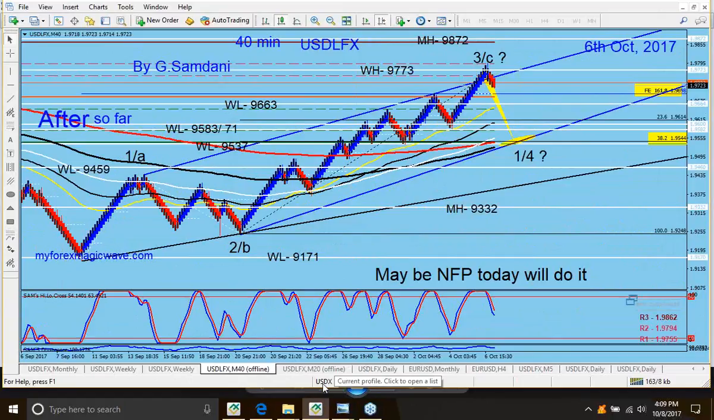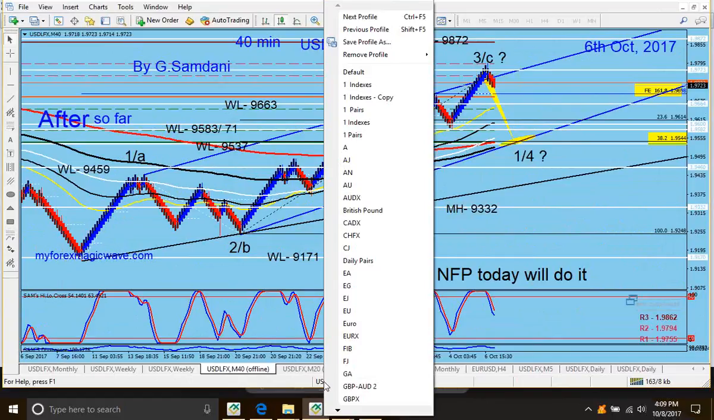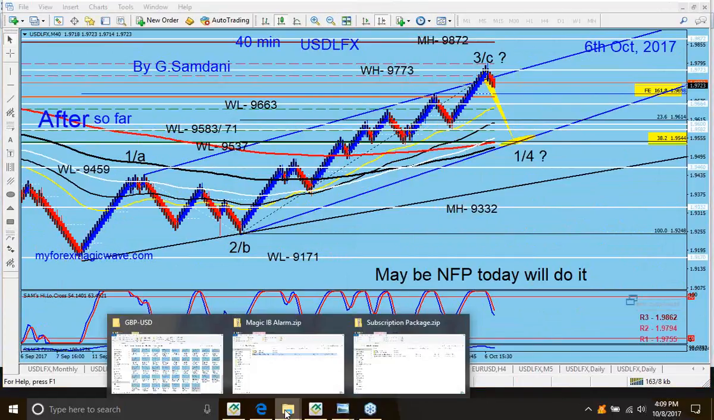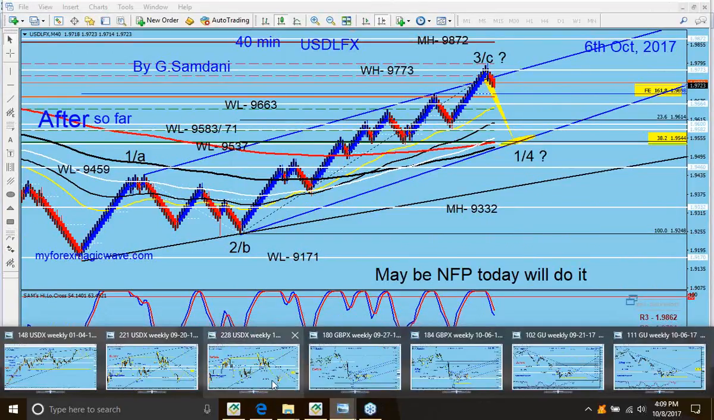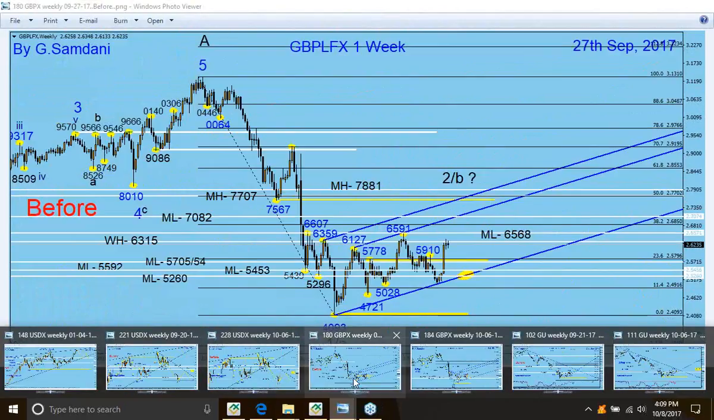All right, so let's go back now and take a look at the euro index, and then we will briefly look at the pound index. The euro and the USD are not that important. Pound is very, very important right now. This is the pound index chart, right?